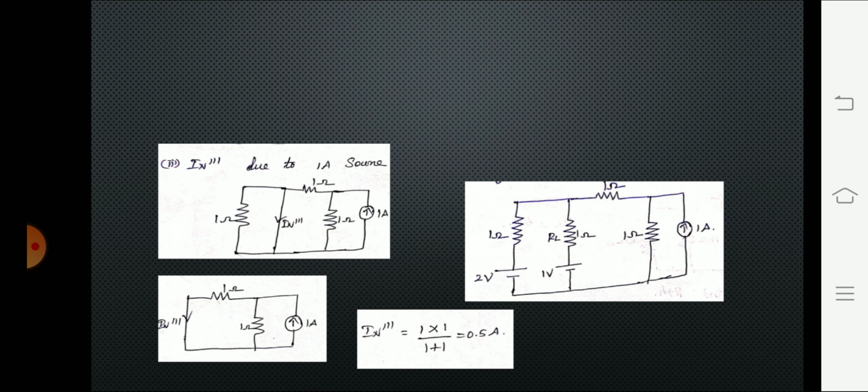1 ohm and 1 ohm are connected in parallel. We use the current division formula: total current into opposite resistance divided by total resistance. So we use this formula. We get the answer 0.5 amps. Next we find the IN. IN is nothing but the combination of IN dash plus IN double dash plus IN triple dash. So we substitute the value. We get the IN value.